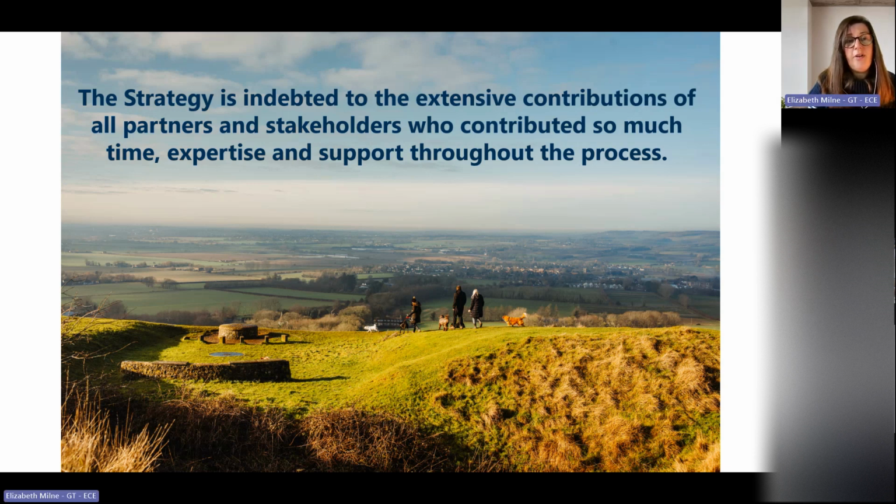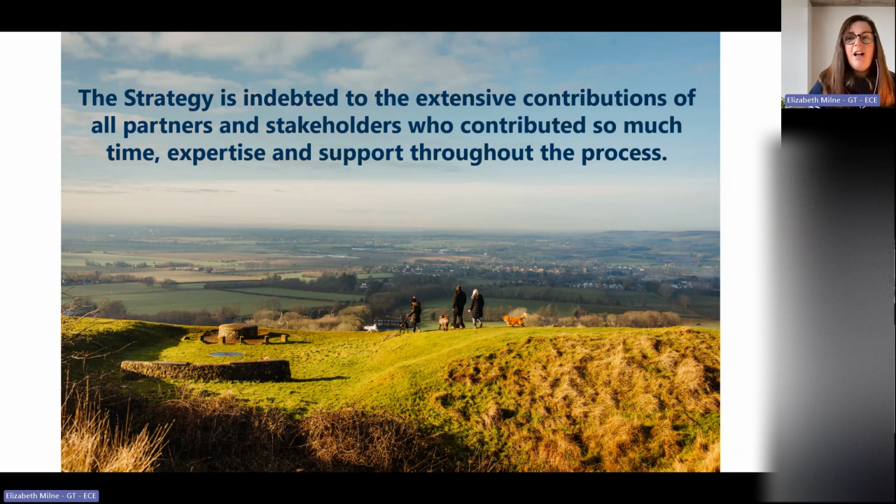Before I finish up this first section, a quick but massive thanks to everyone that contributed so much time, expertise and support throughout the process. Like I said, we really did have fabulous support. We had wonderful support from all of the farming, producing, growing, land management, land advice, all of these different sectors that relate to that broader sector. We're very, very grateful for all of that input and support.